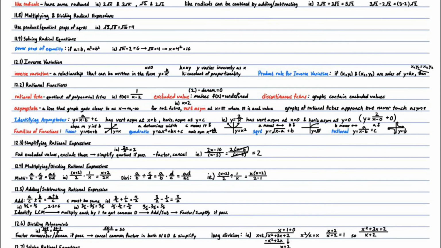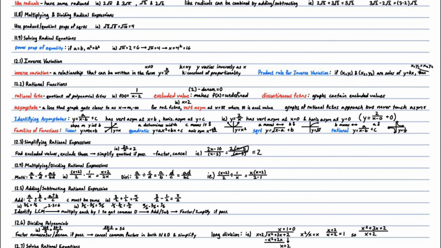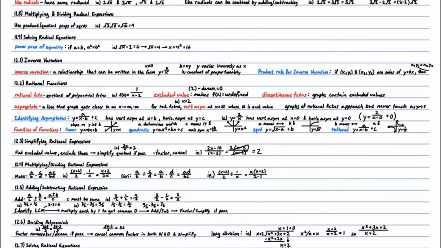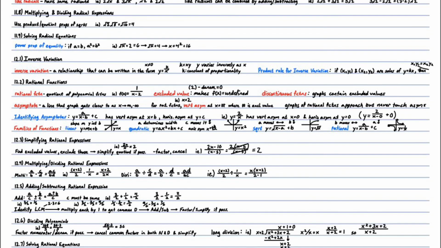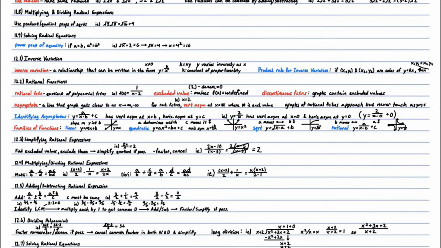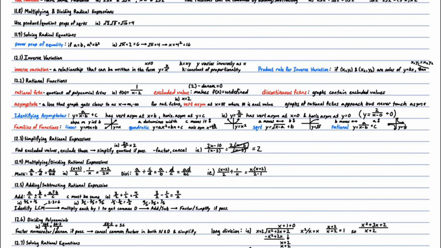Identifying asymptotes. y = a/(x − b) + c has a vertical asymptote at x = b. This is an excluded value because any number divided by 0 is undefined, and a horizontal asymptote at y = c. Families of functions. Linear: y = mx + b. Quadratic: y = ax² + bx + c. Square root: y = √(x − a) + b. Rational: y = a/(x − b) + c.